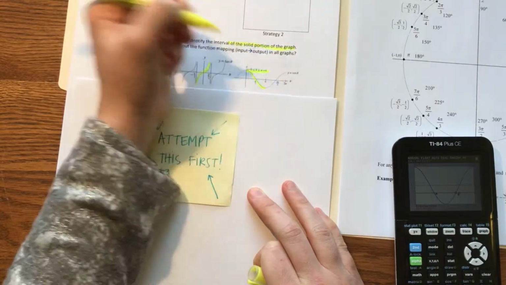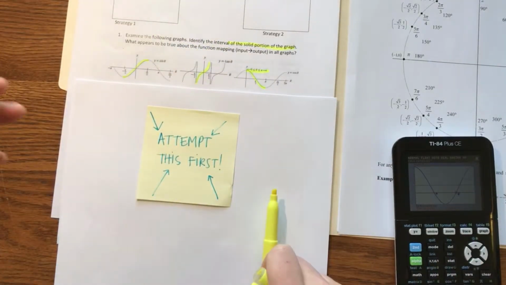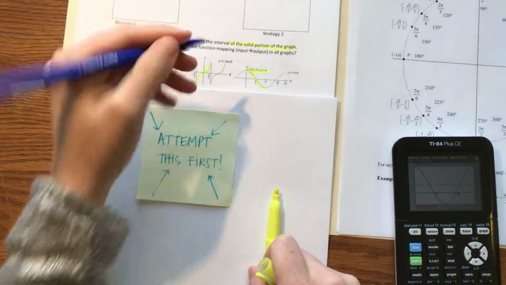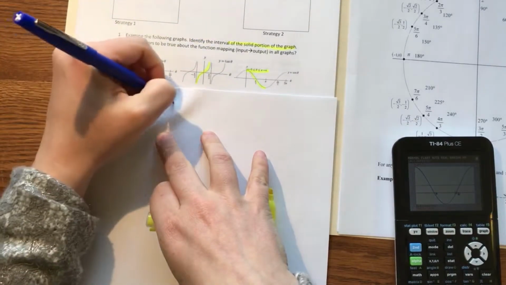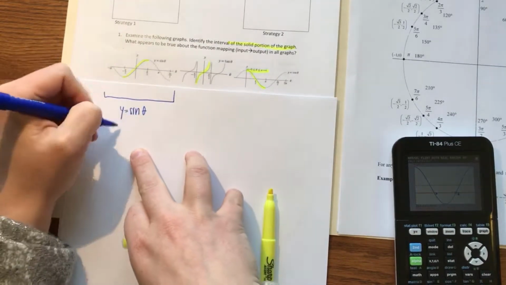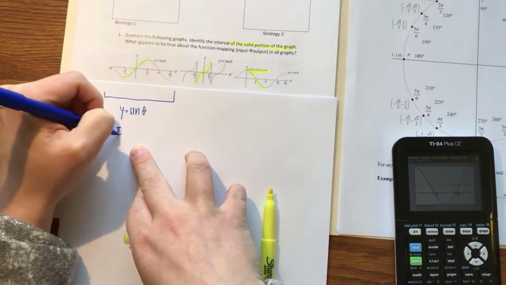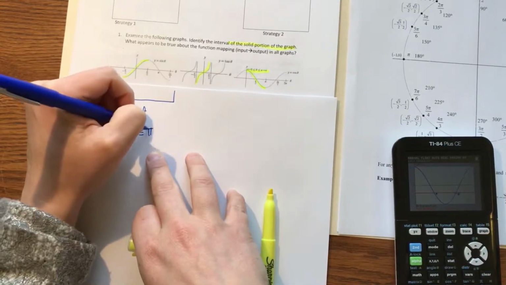This one is actually highlighted from 0 to pi. This one goes, I can write this a little more clearly, right? So graph here, y equals sine of x, or sine of theta. The solid portion is negative pi halves less than or equal to theta, less than or equal to pi halves.